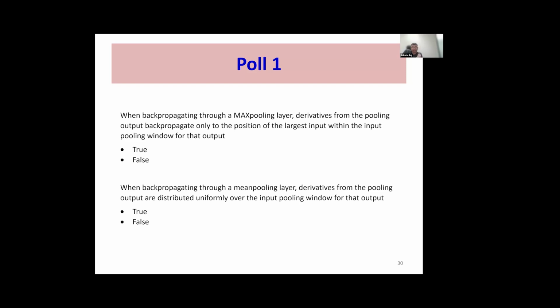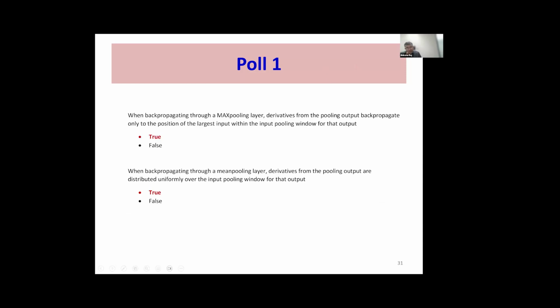Yeah. All right. Here's what we got, right? So for the first question, what is the answer? When back propagating from max pooling layer, derivatives from the pooling outputs propagate only to the position of the largest? True. For the second one, also true. Beautiful. You guys got it, right? Let us continue. Both of these are true.